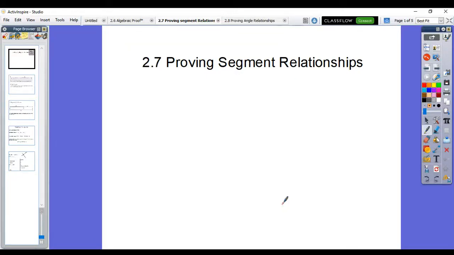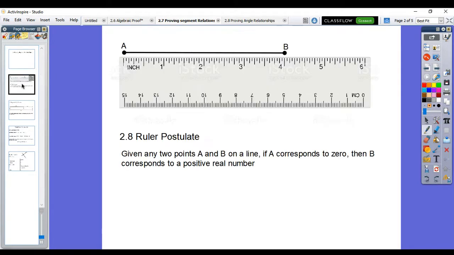Today we're talking about segment relationships. Let's start with some basics. Again, this is a nice little ruler right here. This right here is a segment. Again, if we forgot what a segment was, it is a set part of a line that has two endpoints, a beginning and an end.